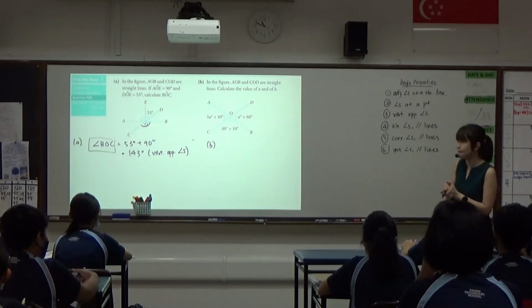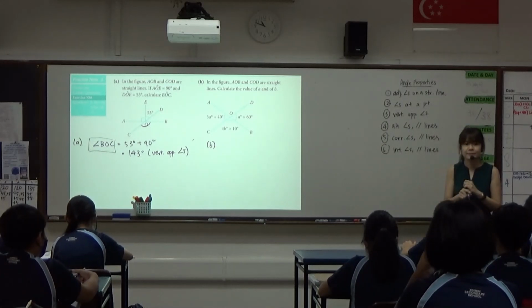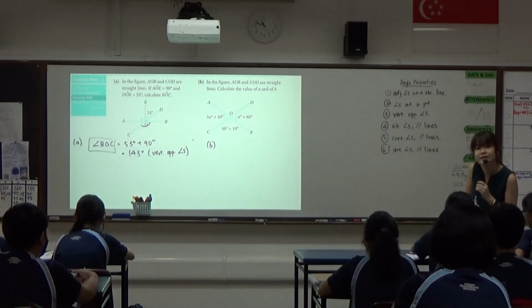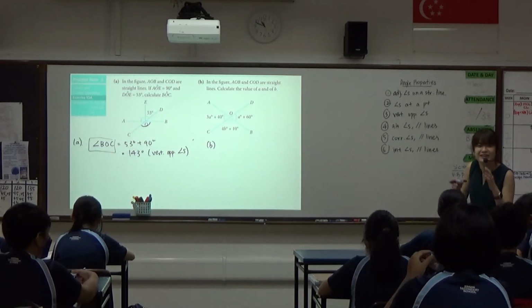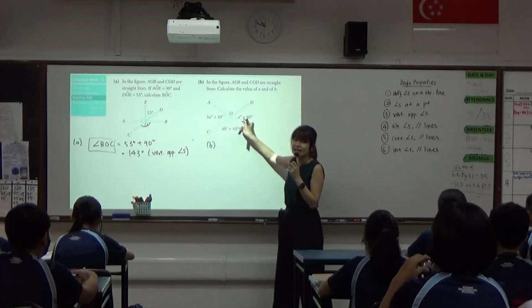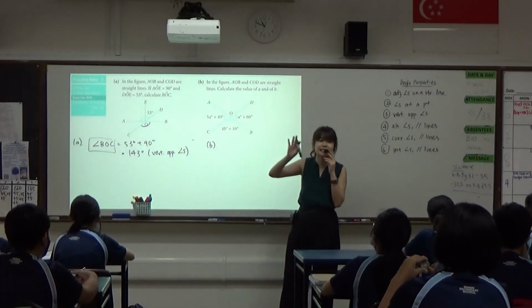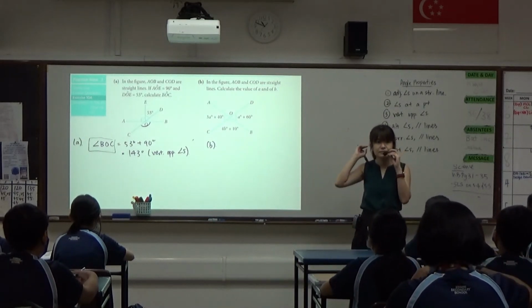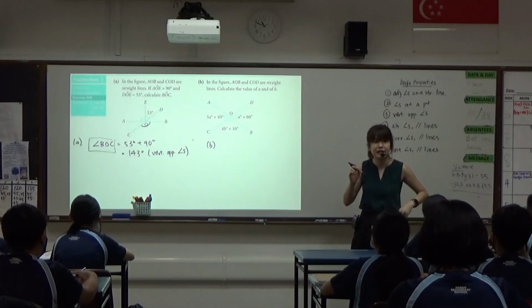Any ideas? Sorry? I can't hear you. Brandon, can you? What was the question? How can we find the value of A and the value of B? Okay, let's start off with finding the value of A first. Any idea how we can start finding the value of A?